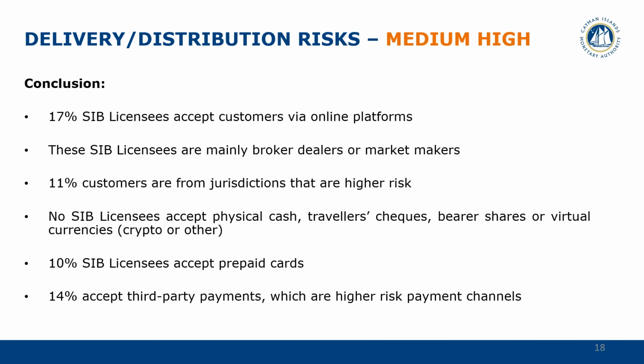And the data showed that 17% of SIB licensees will accept customers via online platforms, and they're mainly broker-dealers or market makers, which, as we know, are higher risk activities. 11% of customers are from jurisdictions that are higher risk, but no SIB licensees accepted physical cash, traveller's checks, bearer shares, or virtual currencies. 10% of SIB licensees would accept prepaid cards, and 14% accepted third-party payments, which are higher risk payment channels.